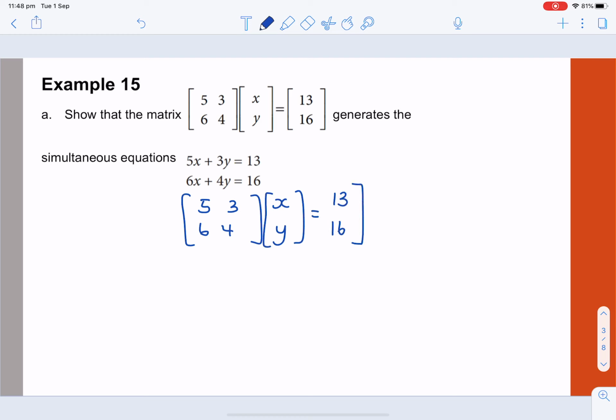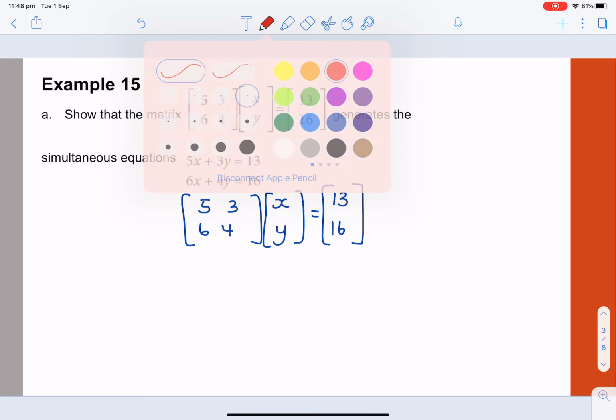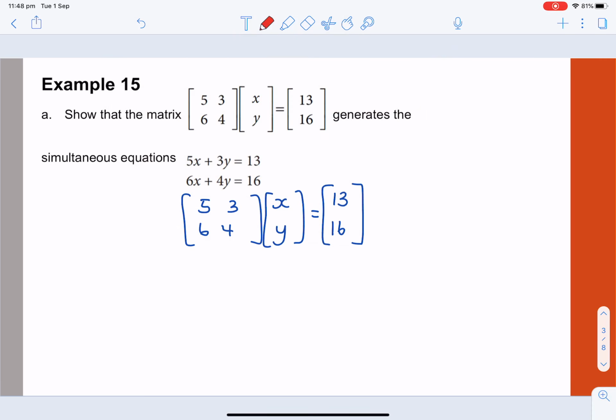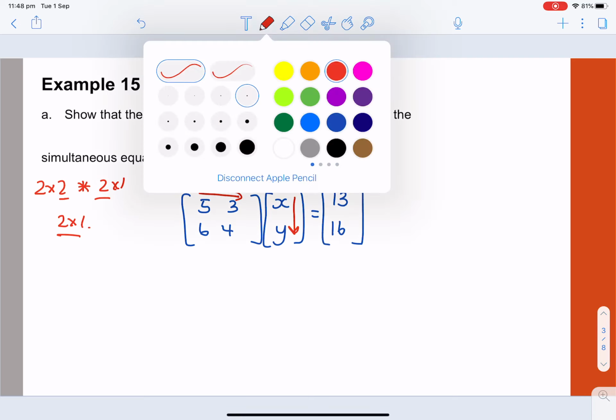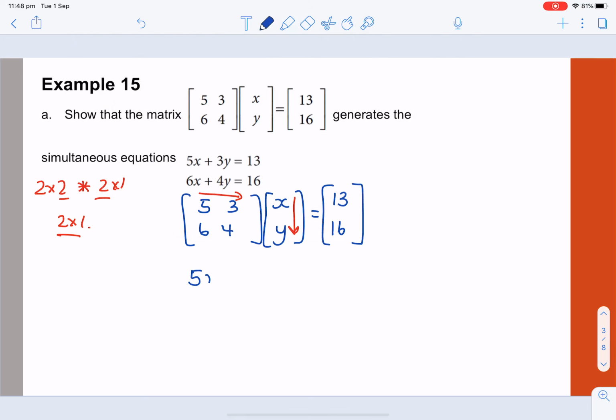And 16. All right. So we need to remember our matrix multiplication. First of all, can we do it? So we're looking at a 2 by 2 times a 2 by 1. So because those two middle numbers are the same, I'm going to end up with a 2 by 1. All right, that looks right. So I multiply my first row by the first column. And I end up with 5 times x plus 3 times y. And that still gives me that very first term up the top here, or the first element, which is 13.